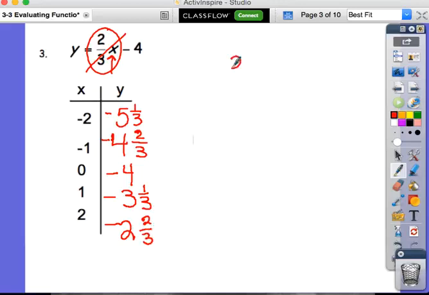Let's check it out here. So 2/3 times 2 over 1 minus 4. This is going to become 2 times 2 is 4.